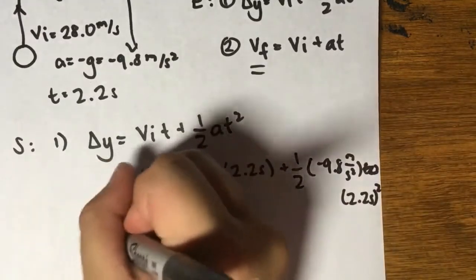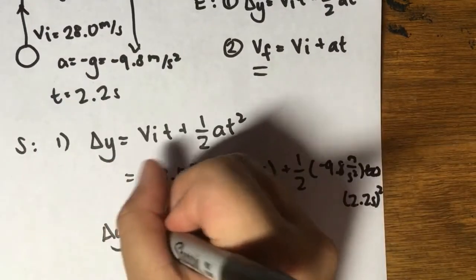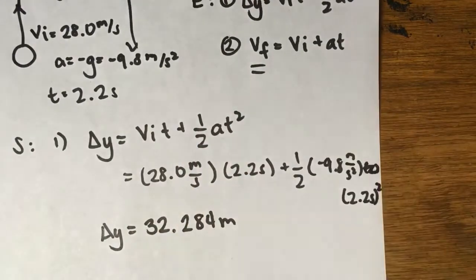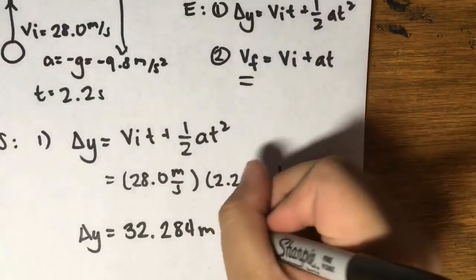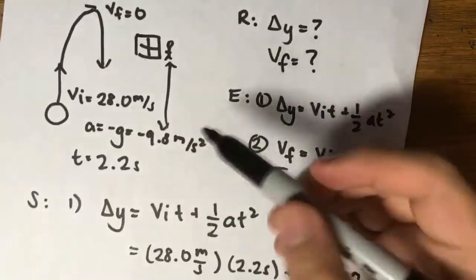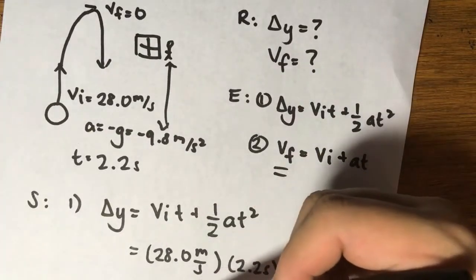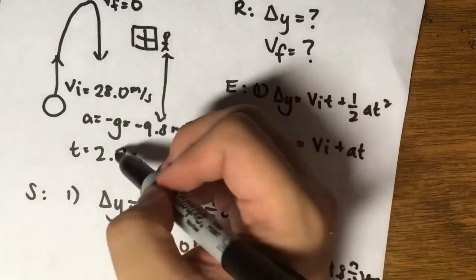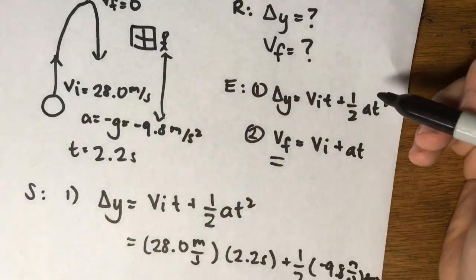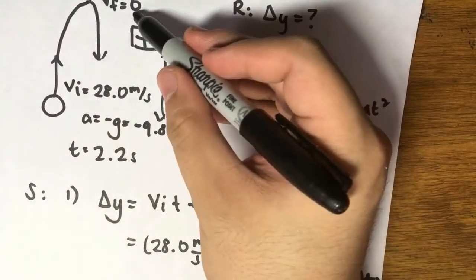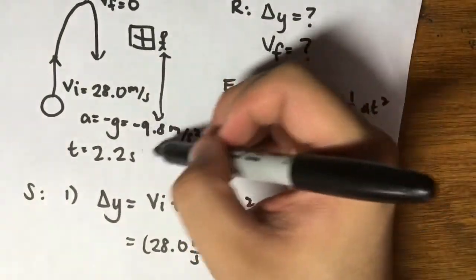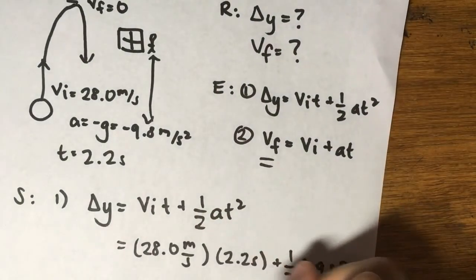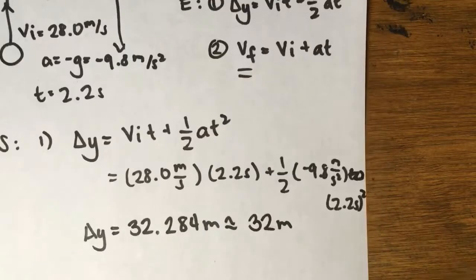So delta y is 32.284 meters, not meters per second, but meters. If we look at the sig figs, 28.0 has 3 sig figs, 2.2 has 2 sig figs. So the least we have is 2 sig figs, because we're not going to count the acceleration due to gravity. So that's going to be 32 meters. That's your height.